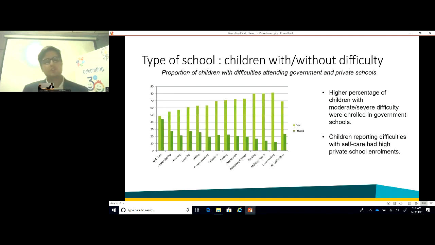So this slide shows the type of school that enrolled children with difficulties were reportedly attending. We can see that for all of the functionings, more children are enrolled in government schools relative to the private schools. This is similar to the trend which we observe for children who are reported as not having any difficulties. I would also like to point out that children with difficulties in self-care had a high enrollment rate in private schools. It was still less than the enrollment in the government schools, though. So, moving on to the next slide.